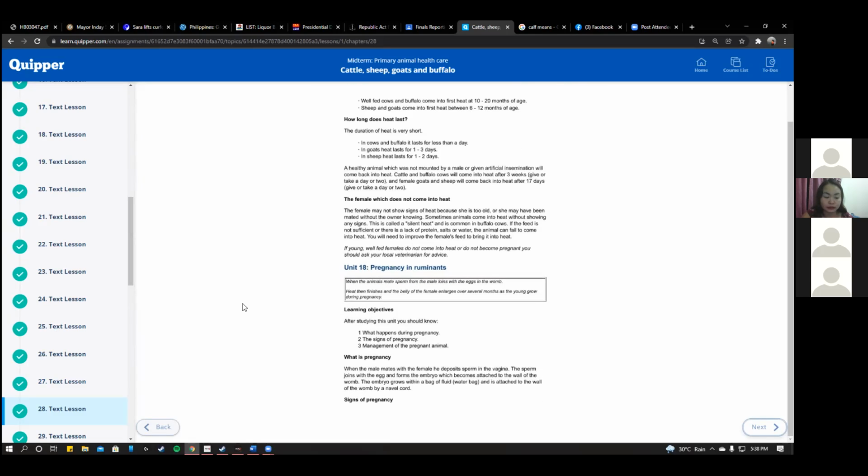So, Unit 18, pregnancy in ruminants. Many animals mate, and sperm from the male joins the egg when the egg is in the womb.